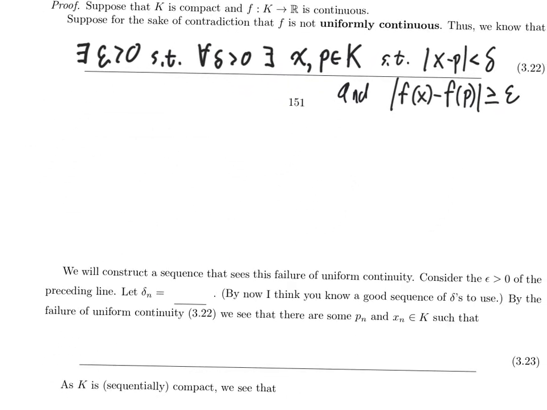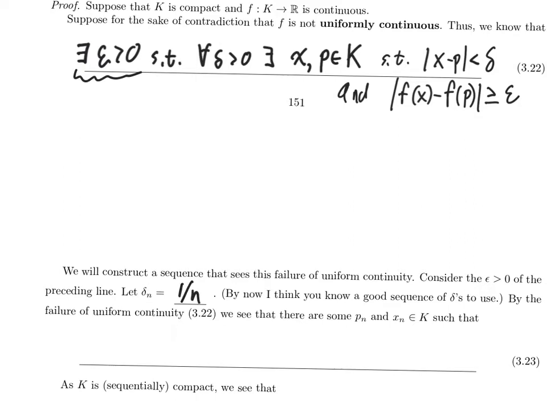And instead of thinking about this for absolutely every delta bigger than 0, we'll just get a sequence's worth of deltas. So let's construct a sequence out of that fact. Let's take the epsilon above. Epsilon is just some number. I don't know what it is, but it doesn't depend on anything. It just exists; I guess it depends on what the function f is. Let's let delta_n be 1 over n, just like before.